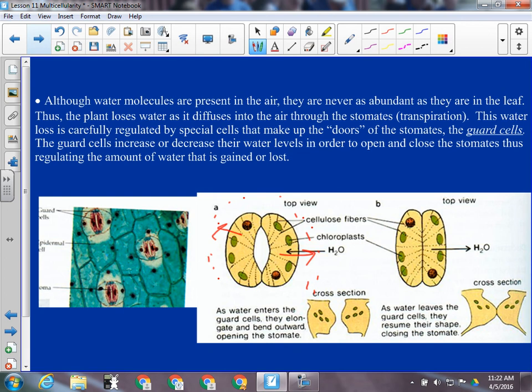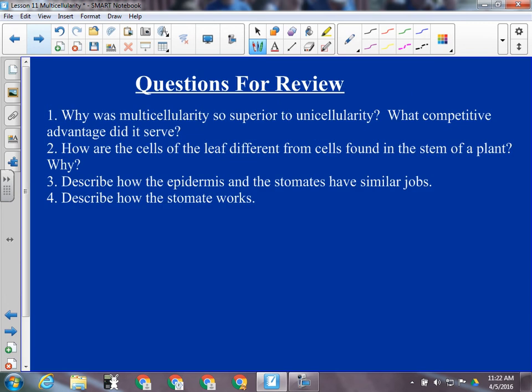So this is what guard cells and stomates look like under a microscope. They're very much like the diagram there. Here's the two guard cells, these two red ones. And these cells around it are the ones that would lose water and then have salt concentrations build up. Water moves from the guard cells out to those, and that closes the stomates. All right, give you guys a few minutes, answer those questions, and then we'll go over them together.